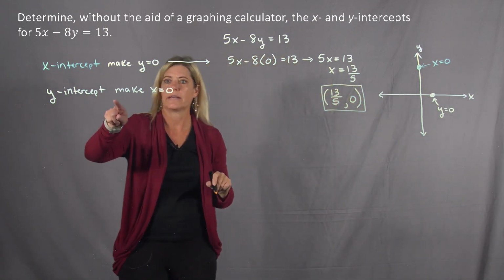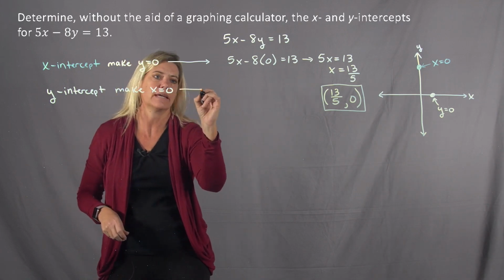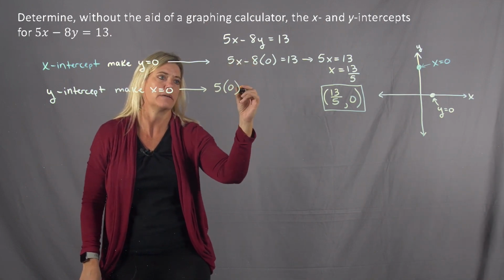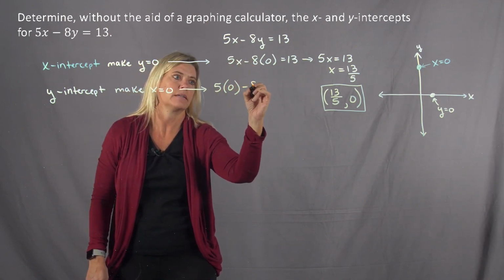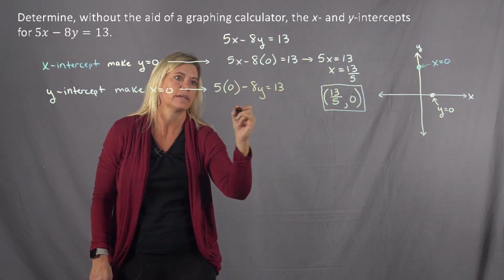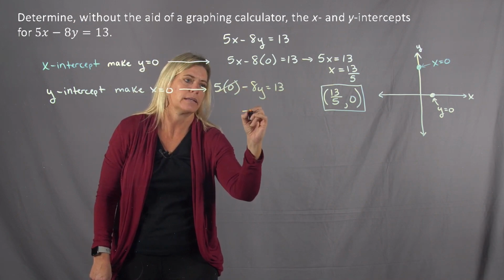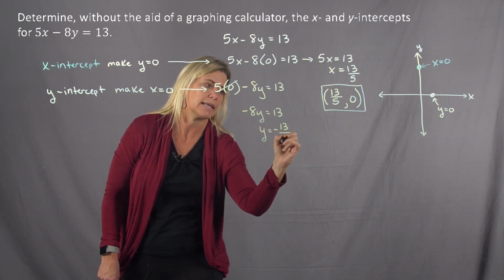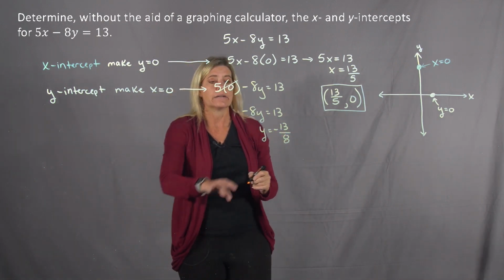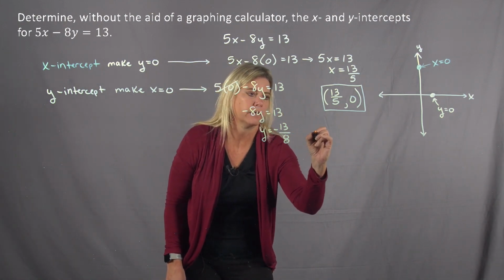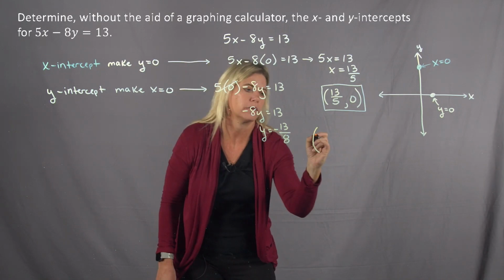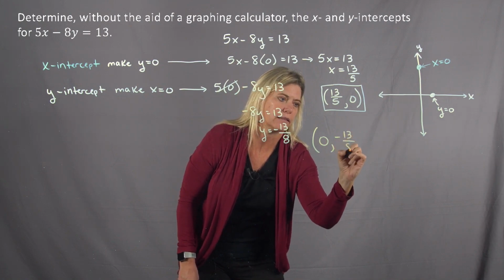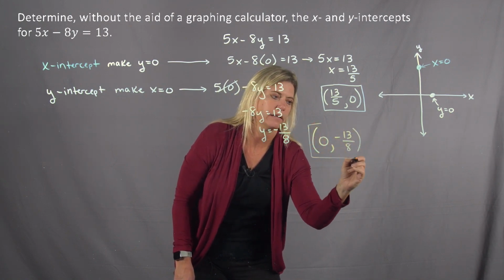To find my y-intercept, we make x 0. So we take this same equation, but I make x 0. So literally for that x, I put 0. So I get 5 times 0 minus 8y is equal to 13. This is just 0, that product. So I get negative 8y is equal to 13. So y is equal to negative 13/8. So to write it as an intercept, I need to write it as a point. And what did we know? Well, we knew that x was 0. So this first coordinate is 0. And then the y is negative 13/8. So that is the y-intercept.